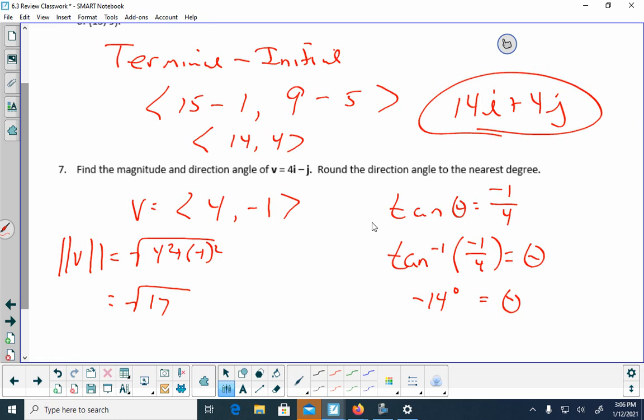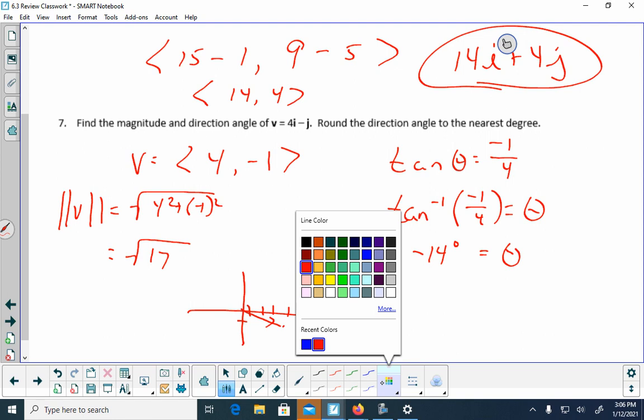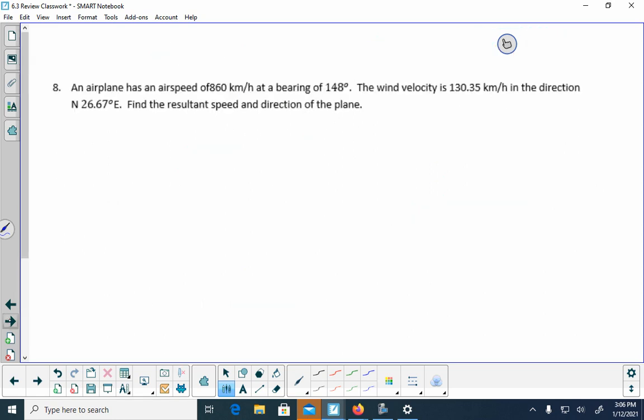Now, I like to stop and think and see if that makes sense. So this vector 4, negative 1, going 1, 2, 3, 4 and then 1 down, is a vector that's in the fourth quadrant. When I look at this angle, negative 14 degrees, that is a reference angle, and it's also in the fourth quadrant. So since they match, I'm good, and I can just leave it like that. If you wanted to add 360, you could add 360 as well, but let's just make life easier and leave it as negative 14 degrees.